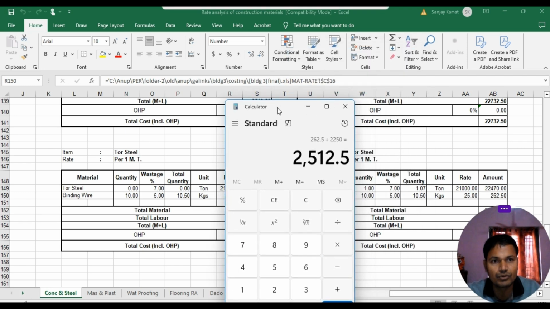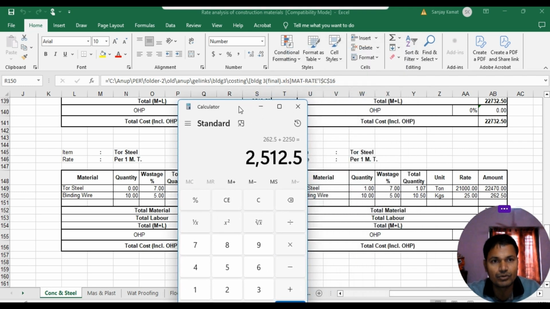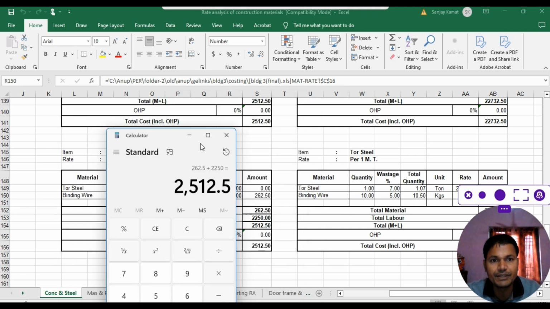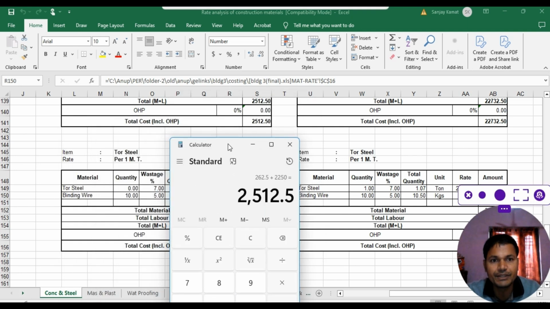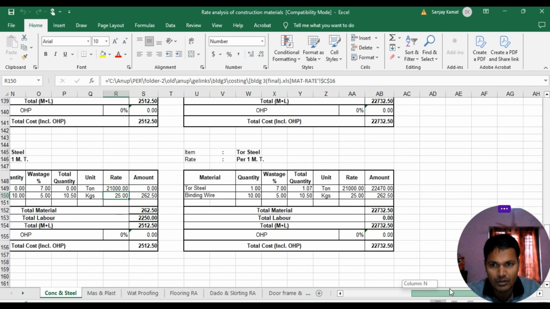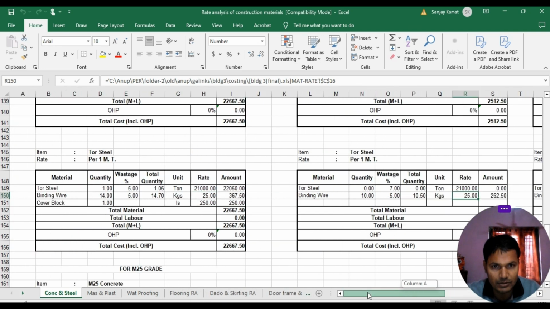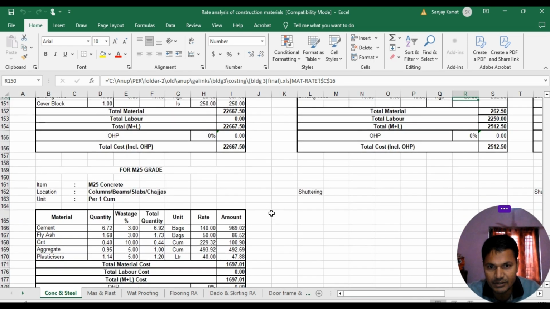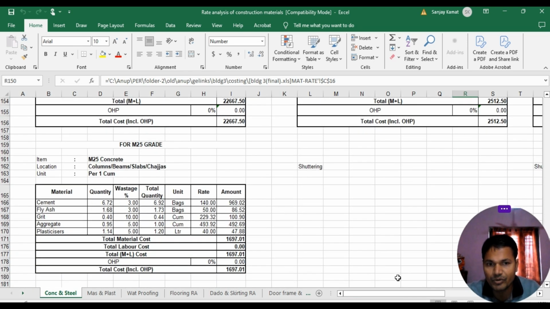So the same applies for the torsion steel too, and you can calculate it. Now we are moving to M25 grade of concrete. How do we use M25 grade of concrete for column, beam, slabs, and sajjas?